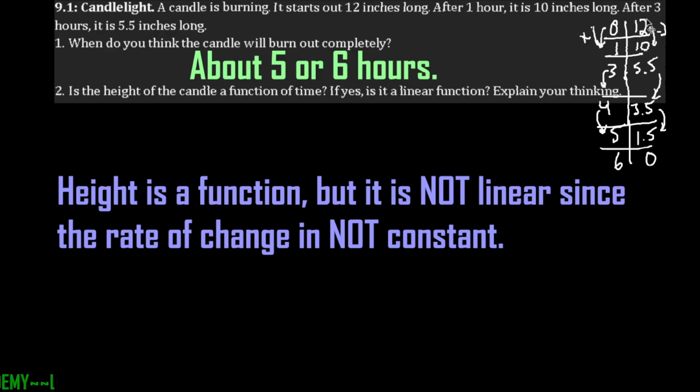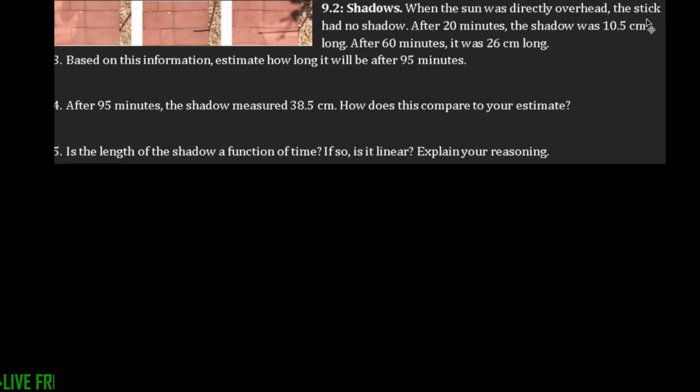Okay, underneath of that, we're talking about shadows now. It says, when the sun was directly overhead, the stick had no shadow. After 20 minutes, the shadow was 10.5 centimeters long, and after 60 minutes, meaning 1 hour, it was 26 centimeters long. The picture goes along with this situation, and it says, based on this information, estimate how long the shadow will be after 95 minutes.